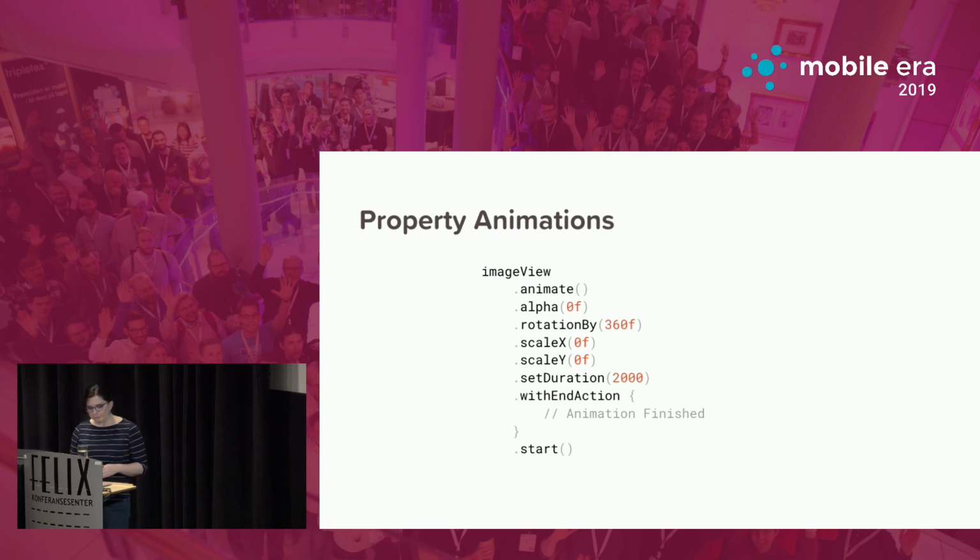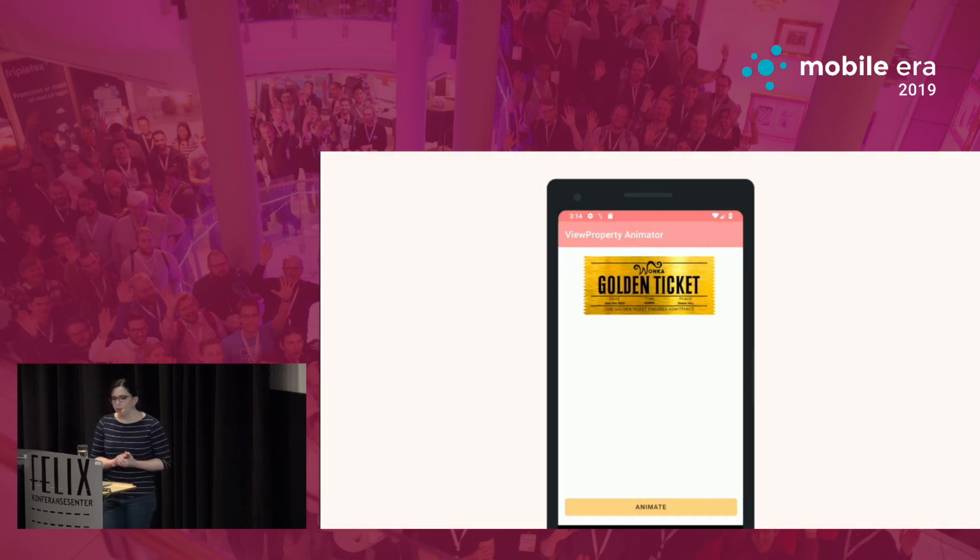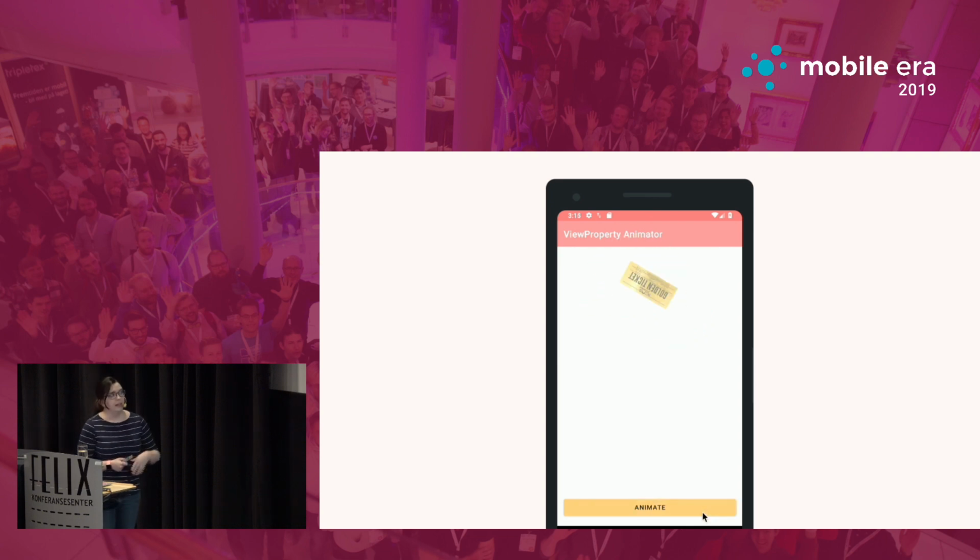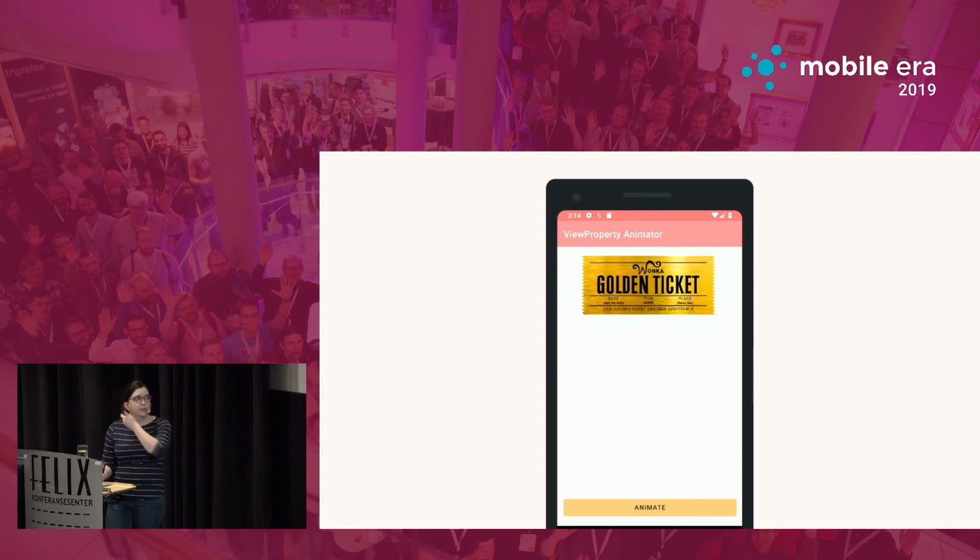and you will see cool effects happening on your image view. So this is how it looks in the example app. I'm animating the golden ticket, and basically I'm just setting a whole bunch of different animations on this one. You're probably not going to do something like this in your app, but it just shows that you can do alpha, rotation, scaling, that kind of thing.